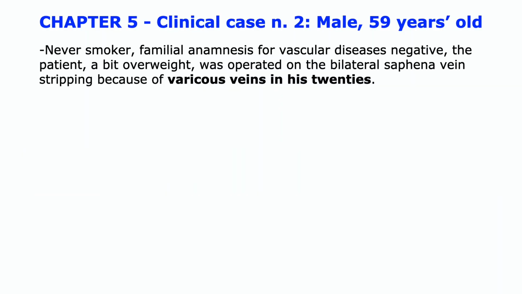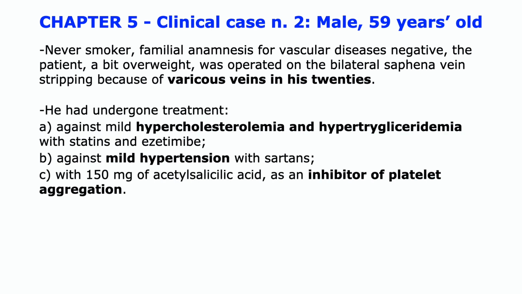Never smoker, familial anamnesis for vascular disease negative. The patient, a bit overweight, was operated on with bilateral saphenous vein stripping because of varicose veins in his 20s. He had undergone treatment A. against mild hypercholesterolemia and hypertriglyceridemia with statins and ezetimibe, B. against mild hypertension with sartans, C. with 150 mg of acetylsalicylic acid as an inhibitor of platelet aggregation.